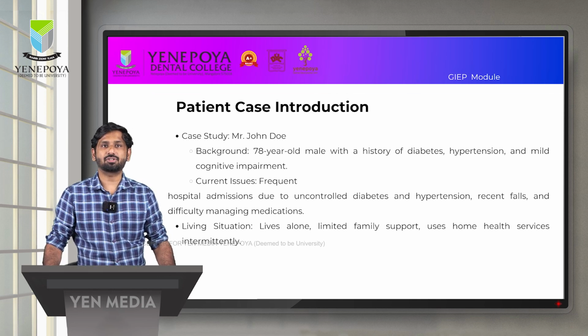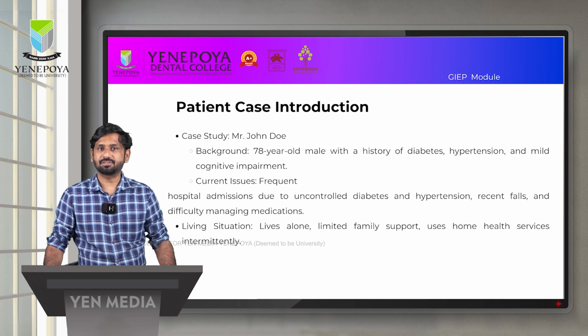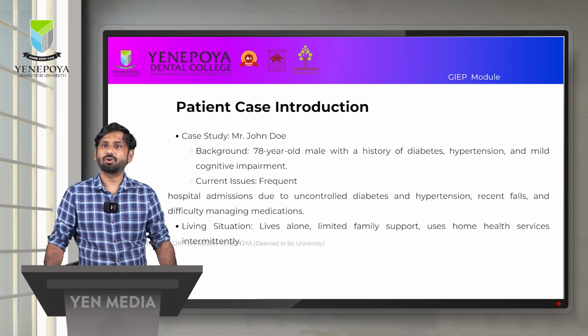Here we have Mr. John Doe. His background is a 78-year-old male with a history of diabetes, hypertension and mild cognitive impairment. Current issues are frequent hospital admissions due to uncontrolled diabetes and hypertension, recent falls and difficulty managing medications. Living situation: he lives alone, limited family support, uses home health services intermittently.